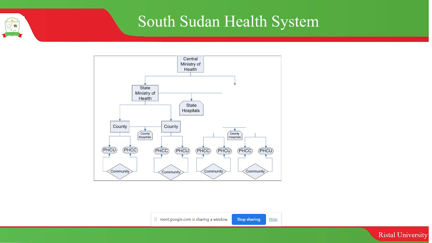So generally, we have the National Ministry of Health, and then under it, we have the State Ministry of Health, and then down we come to the county health departments and the county hospitals, and then below that, you have the primary health care centers and primary health care units. And then there is a connection through the community health initiatives, where community members are chosen to help in engaging in selected health activities at the village or community level.